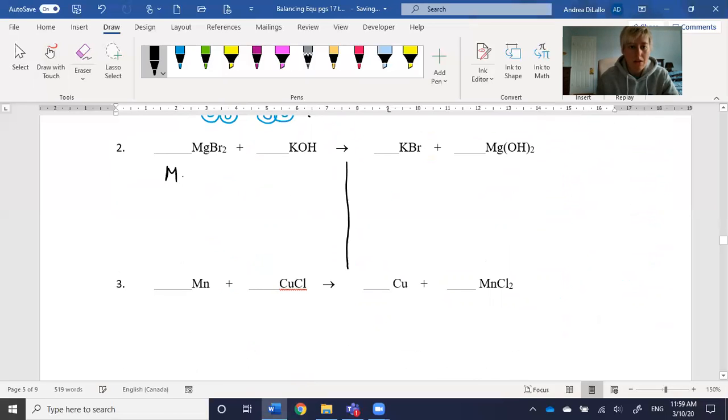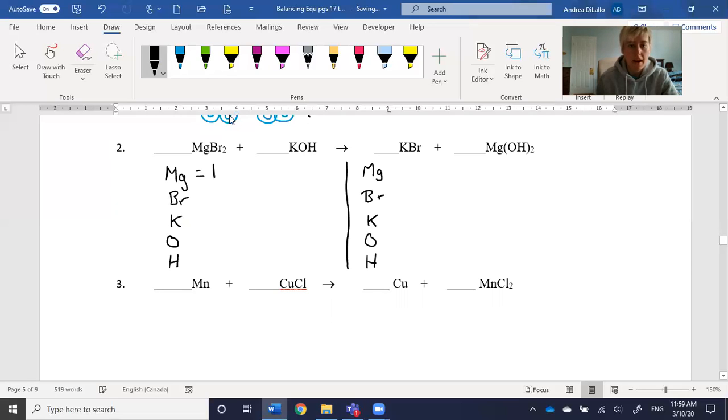And now I'm just going to list the elements that I have. So I have magnesium, bromine, potassium, oxygen, and hydrogen. And I'm going to list them in the exact same order. The reason why is that when I'm looking across for balancing, it's much easier if they're all on the same horizontal line. So now I'm going to count the number of respective elements on my reactant side and my product side of my unbalanced chemical equation.